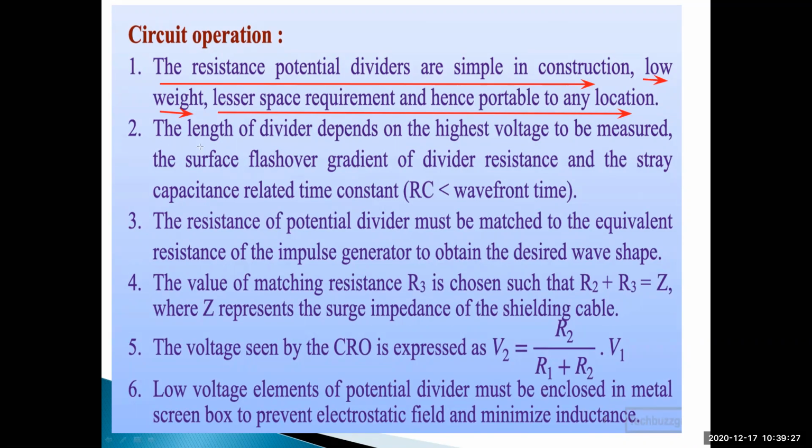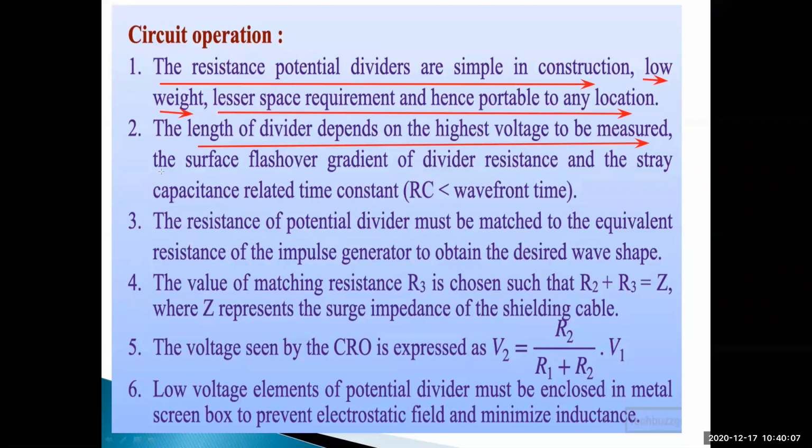Next one, the length of the divider depends on the highest voltage to be measured. If you want to increase the range of the potential divider, for example, to measure 33 kV, that is one particular length. And if you increase the voltage level, 132 kV to 220 kV, like that, the length of the potential divider depends upon voltage levels. For high voltages, compulsorily the length of the potential divider is very high.